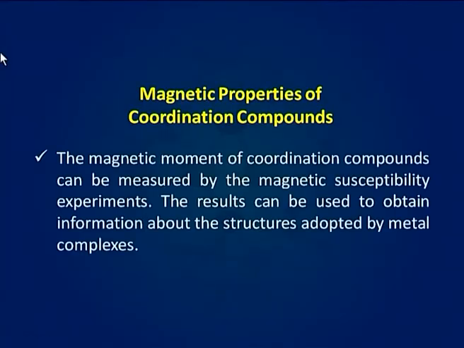On the basis of the value of magnetic moment, we can predict the number of unpaired electrons present in the complex. If we know the number of unpaired electrons in the metal complex, then it is possible to predict the geometry of the complex species. The magnetic moment of coordination compounds can be measured by magnetic susceptibility experiments. The results can be used to obtain information about the structures adopted by metal complexes.